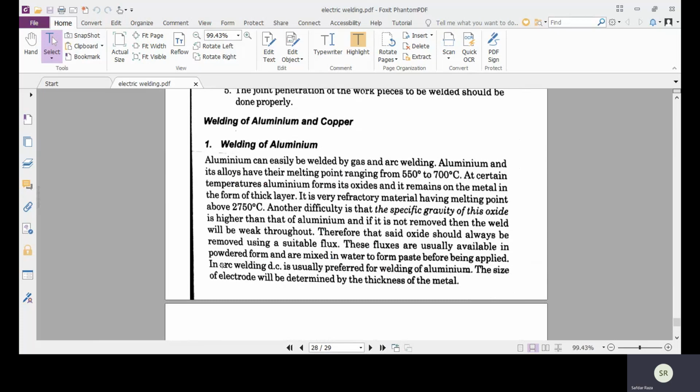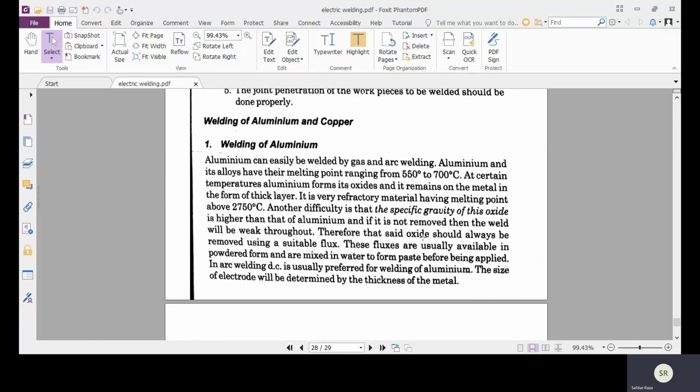At certain temperatures, aluminium forms its oxides and it remains on the metal in the form of a thick layer. It is a very refractory material, having melting point above 2750 degrees Celsius. Another difficulty is that the specific gravity of this oxide is higher than that of aluminium, and if it is not removed, then the weld will be weak throughout.